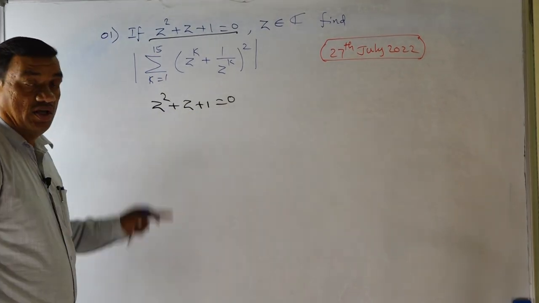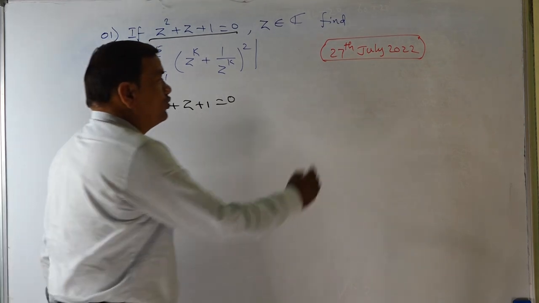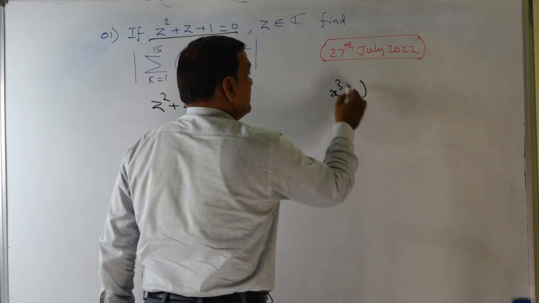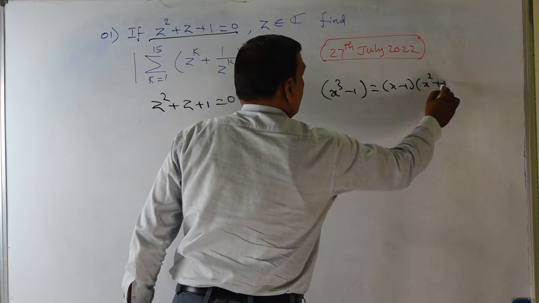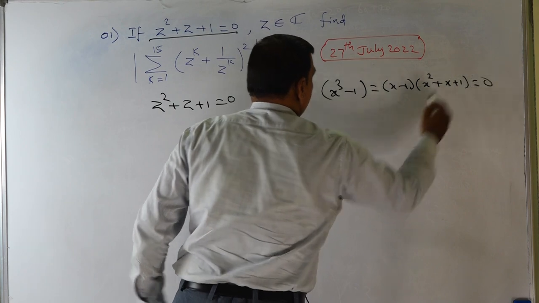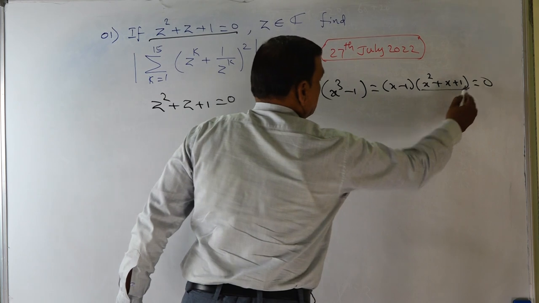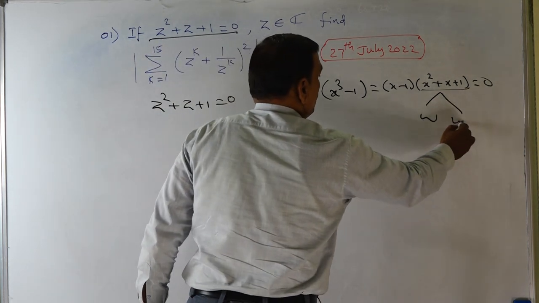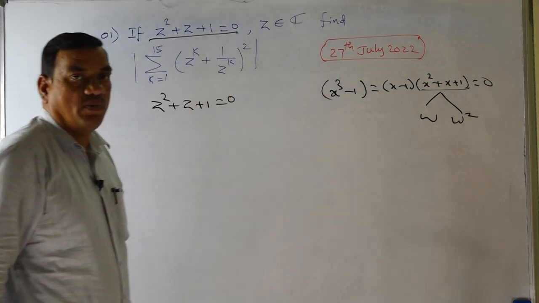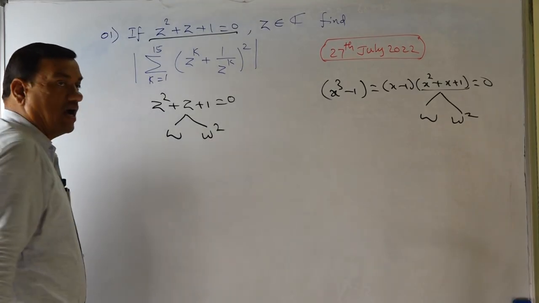this is nothing but the cube roots of unity. That means x cube minus 1 is equal to (x minus 1) into (x square plus x plus 1) is equal to 0. Nothing but cube roots of unity. See here, x square plus x plus 1 is equal to 0. So for x cube minus 1 we have three roots, that is 1, omega, omega square. So for this we have two roots, omega and omega square.